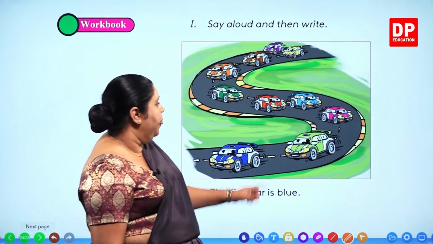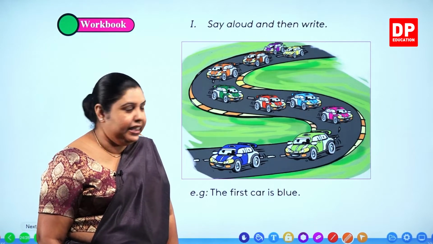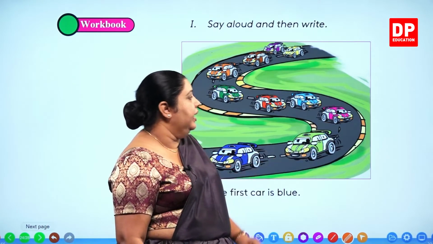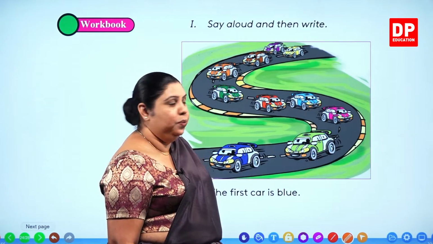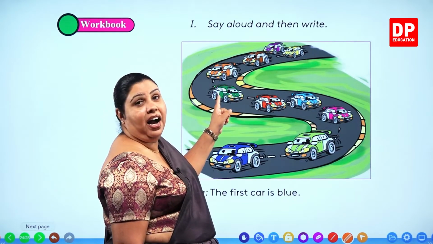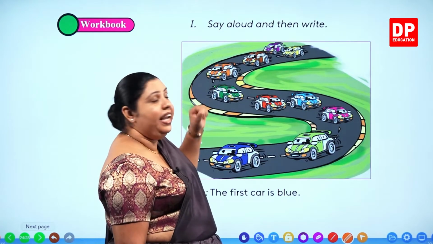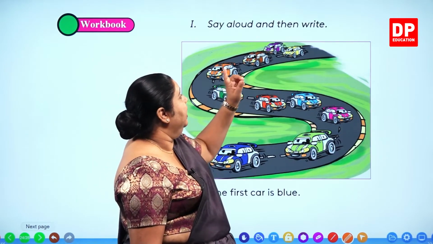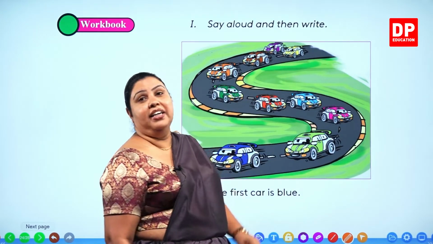Look at the second car. The second car is green. What about the third one? The third car is pink. The fourth car is blue. The fifth car is red. The 6th car is green. The 7th car is orange. The 8th car is brown. The 9th car is purple. And the 10th car is yellow.